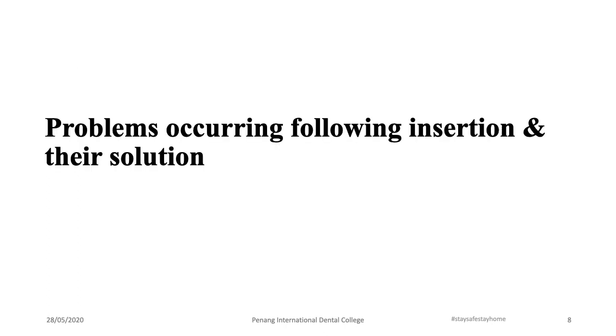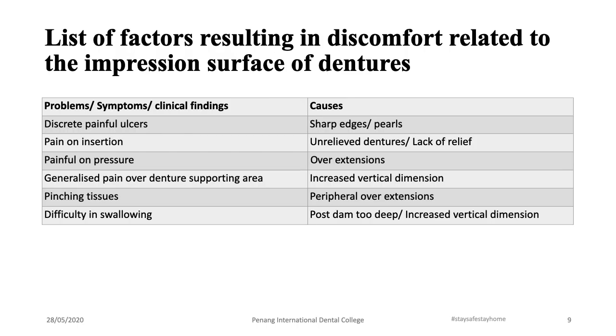So, problems occurring following insertion and their solution. There are certain factors, so we group it into three. First, we speak about the impression surface of the denture, that is your fitting surface of the denture. Basically the patient comes up with painful ulcers, sore spots, inflammation, pain on insertion, sometimes pain on pressure. If you put pressure on, the patient complains there is some kind of pain, and generalized pain over the denture supporting area, pinching of tissues, and difficulty in swallowing.